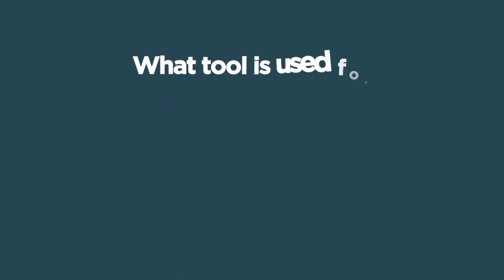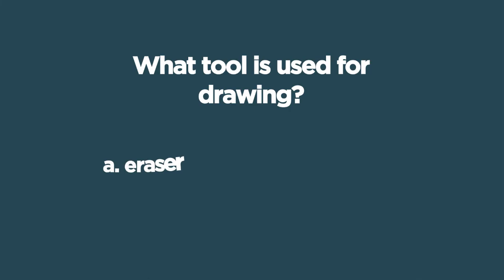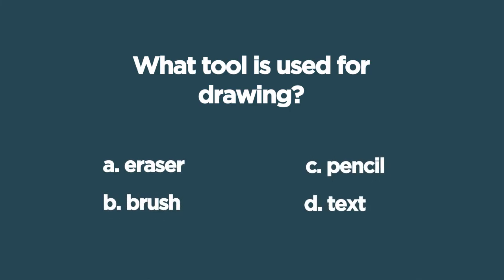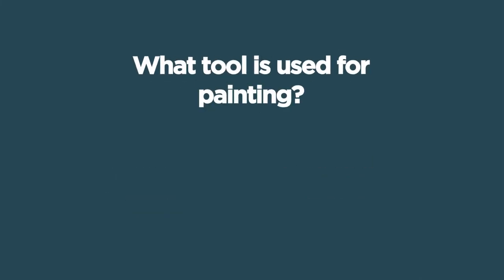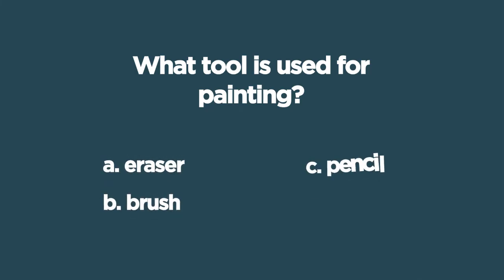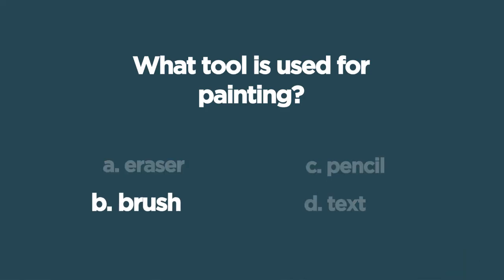What tool is used for drawing? A. Eraser, B. Brush, C. Pencil, D. Text. The correct answer is letter C, pencil. What tool is used for painting? A. Eraser, B. Brush, C. Pencil, D. Text. The correct answer is letter B, brush.